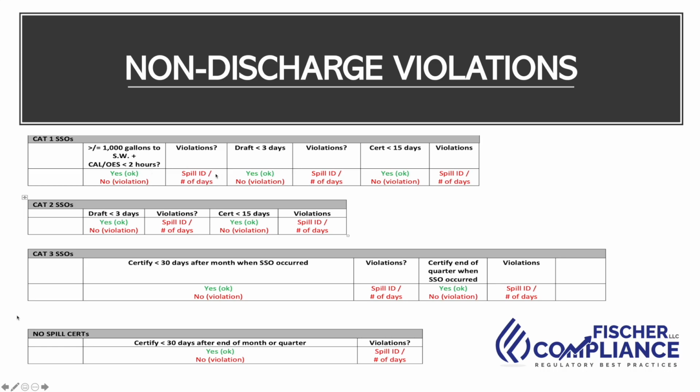If you have any violations, the tool shows the number of days to give an idea of the potential liabilities at $1,000 per day for each violation. Again, draft reports for SSO Cat 1s are due within 3 days. Are there any violations, and how many, looking at your performance? Same with the 15-day certification timeline, and the same for Cat 2s and 3s and no spills.